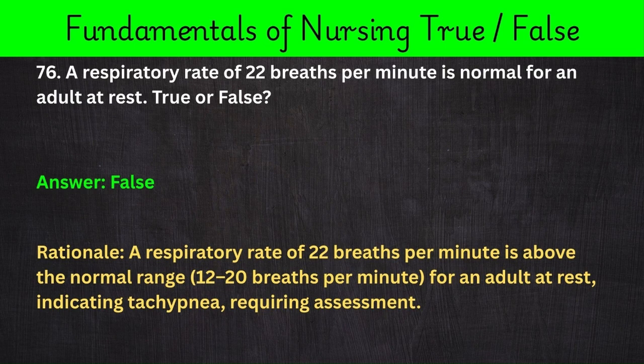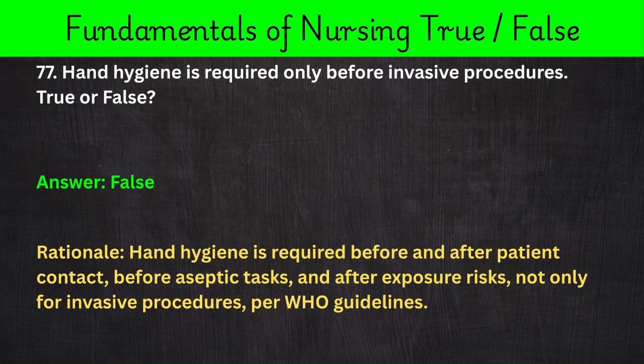76. A respiratory rate of 22 breaths per minute is normal for an adult at rest. True or false? Answer: False. Rationale: A respiratory rate of 22 breaths per minute is above the normal range, 12 to 20 breaths per minute, for an adult at rest, indicating tachypnea, requiring assessment.